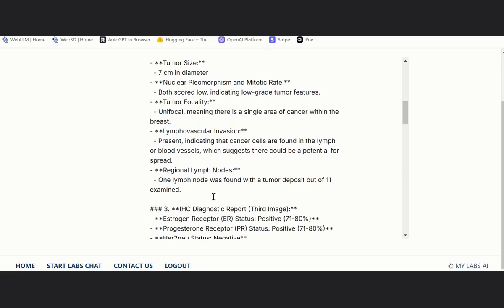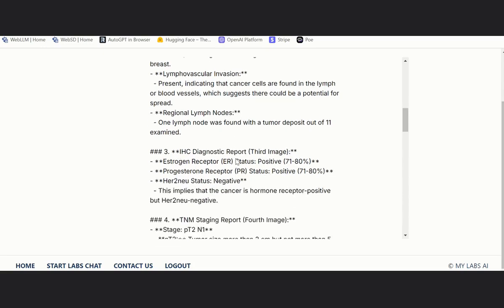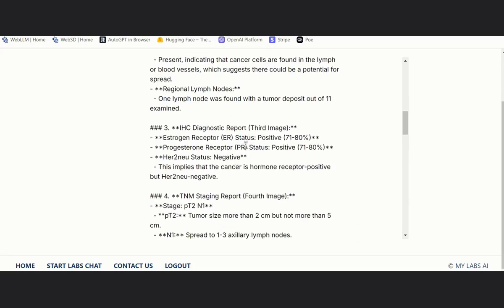Right? Lymphovascular invasion present, indicating that cancer cells are found in the lymph or blood vessels, which suggests there could be a potential for spread. Right? She's learned something else now, that there's a potential for spread in the cancer that was identified. The third image, or the third sheet of paper that she was able to take a photo of with a phone and upload to the AI, attach to the AI.